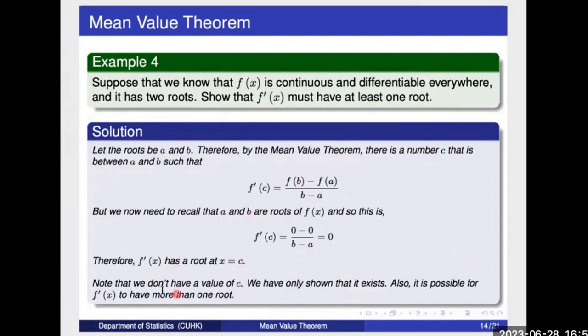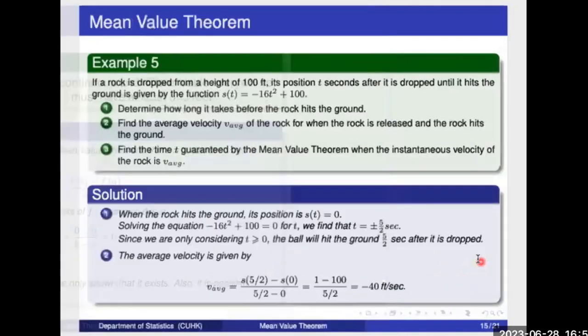Now, let's shift our focus to a practical example that involves a rock being dropped from a height of 100 feet. The function s(t) equals -16t squared plus 100 represents its position t seconds after being dropped until it reaches the ground. This problem consists of three parts. In the first part, we are required to determine the time it takes for the rock to hit the ground. To solve this, we set s(t) equal to 0 and solve for t.